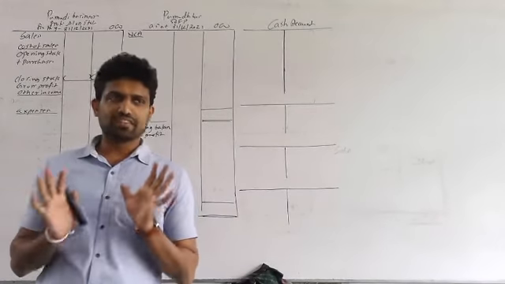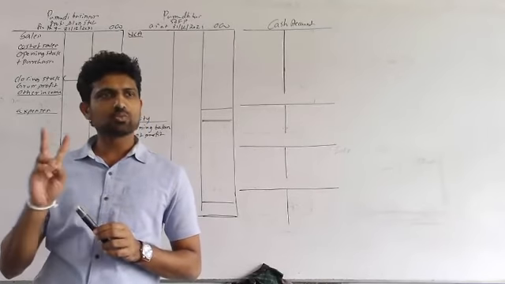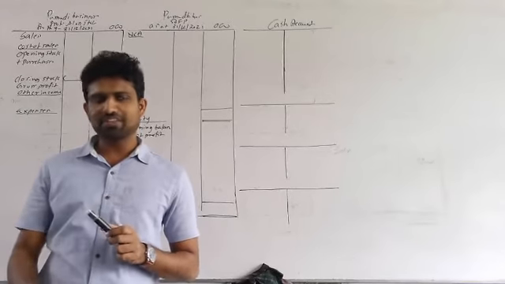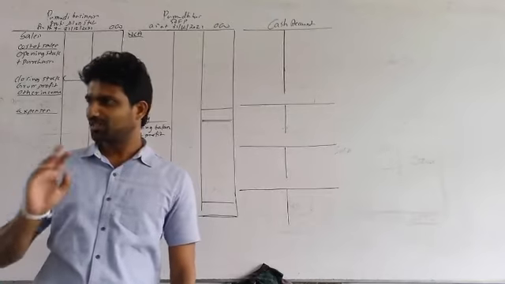Whatever the detail given, whatever the value which is given, you have to write in two places. That's my shortcut. I am not going to use any other shortcut. Whatever the value, whatever the digit, you have to take it and write in two places.